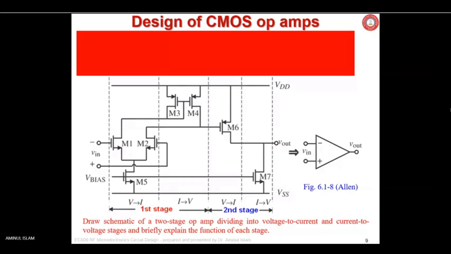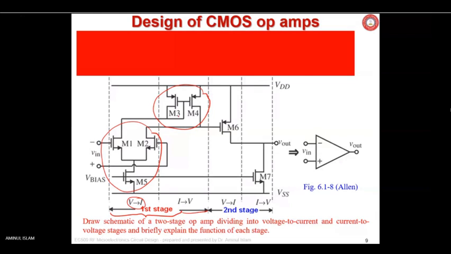Yes, sir. Now op-amp is divided into different stages. Two stage op-amp is shown here. First stage is this, the differential transconductance stage, which converts the voltage into current. And this is the current mirror. We have just now seen CMOS based current mirror. Yes or no? Yes, sir.